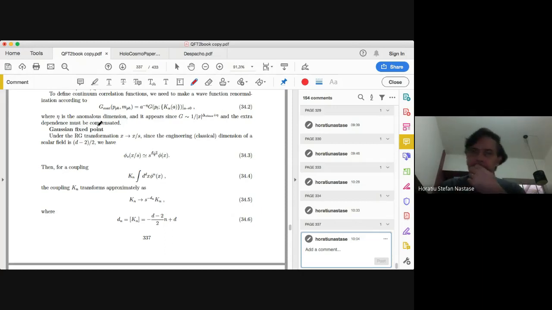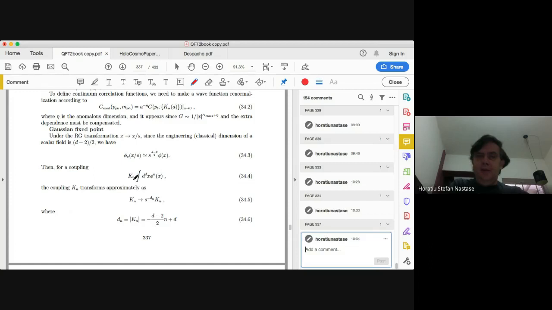So next, let's understand the Gaussian fixed point. Under the RG transformation x going to x over s, if we take a classical scalar field, its dimension is (d minus 2) over 2. So that means that phi_s of x over s is approximately s to this classical dimension, (d minus 2) over 2, times phi of x, right? That's assuming the classical dimension in phi.